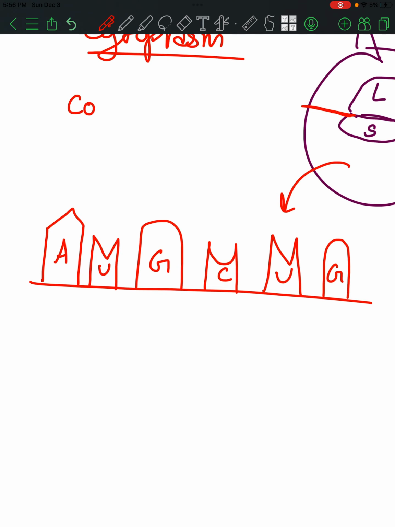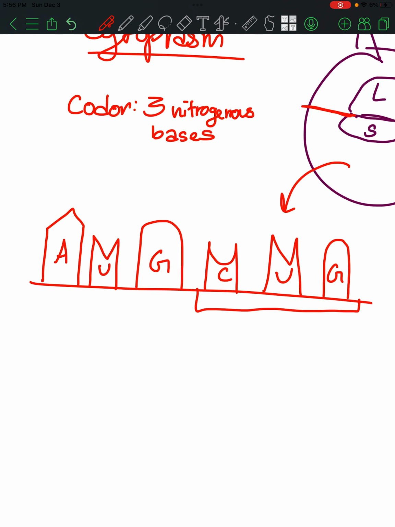The first vocabulary word is codon. That's 3 nitrogenous bases. This basically means if there are 3 nitrogenous bases, for example, CUG and AUG, that translates into 1 codon.